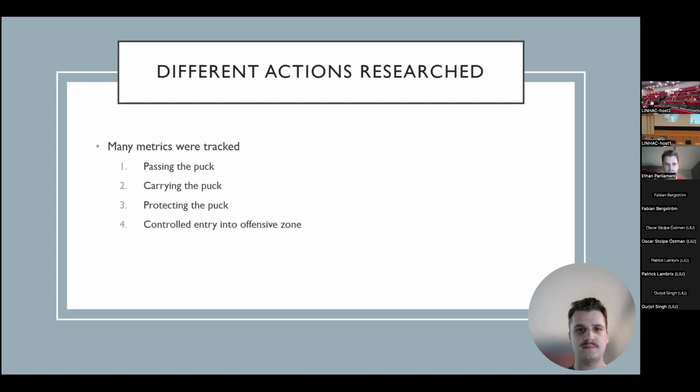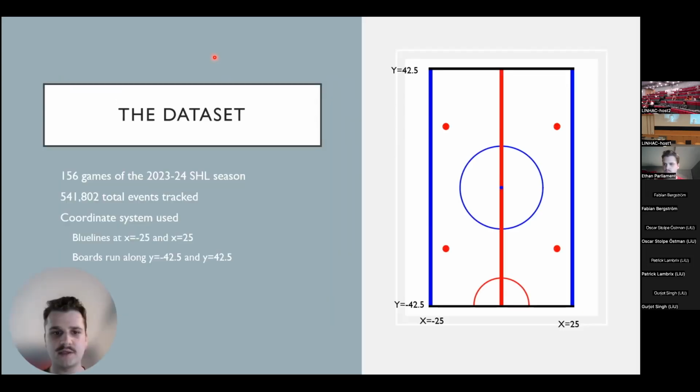The dataset used for this research was provided by SportLogic and contained 156 games of the 2023-2024 SHL season. In total, there were over 500,000 total events that were tracked. One thing to note that's important is the coordinate system that was used. As we can see, this is the neutral zone, and the coordinate system has the defensive blue line at x equals -25, the offensive blue line at +25, and then the boards sit at y equals 42.5 and -42.5. These will be important to remember when you see the plots on the next slides.